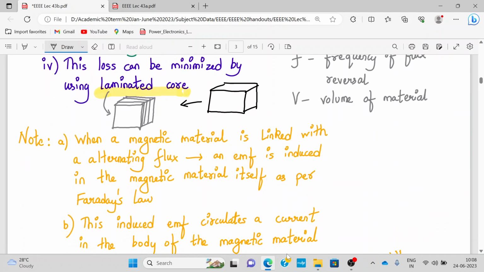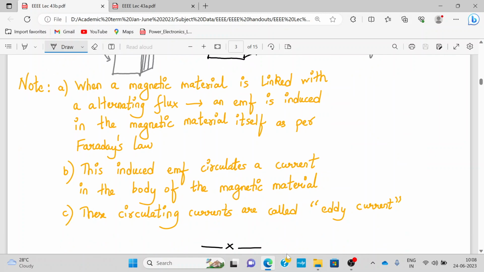Now let's understand where this eddy current is coming from. When a magnetic material is linked with the alternating flux, EMF is induced in the magnetic material itself. It is as per Faraday's laws of electromagnetic induction. This induced EMF circulates a current in the body of the magnetic material, and these circulating currents are called eddy currents. Now the magnetic material is the winding and the core itself, right?